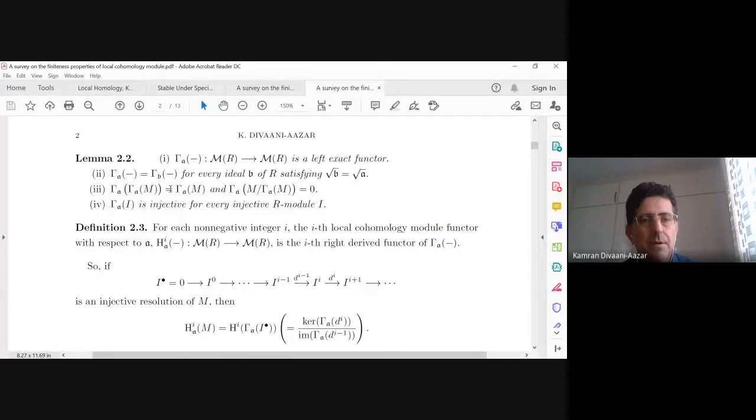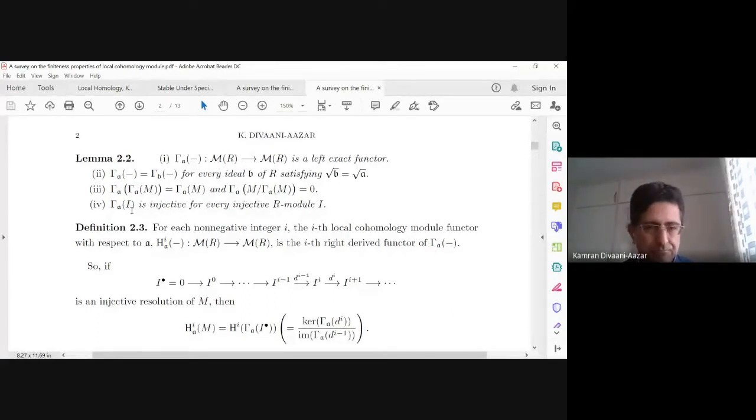Now we record some elementary properties of this functor. The first one says that gamma A is a left exact functor. The second one says that gamma A is equal to gamma B for every ideal B that has the same radical as A. And the third one says that gamma A is somehow idempotent. That means that gamma A of gamma A of M is the same as gamma A of M. And also it says that gamma A of M over gamma A of M is 0.